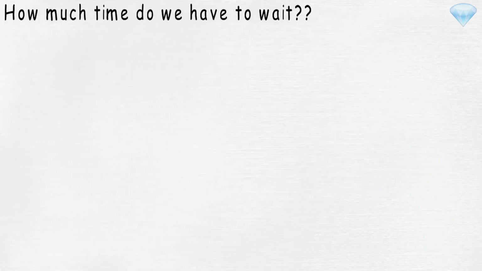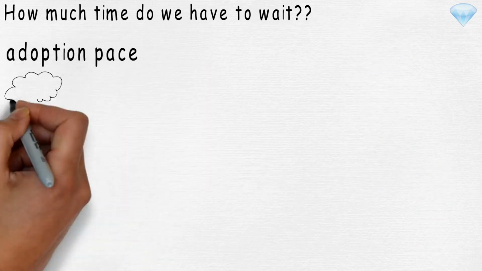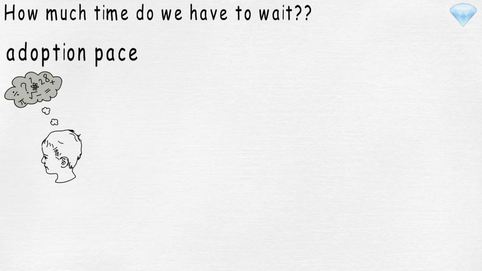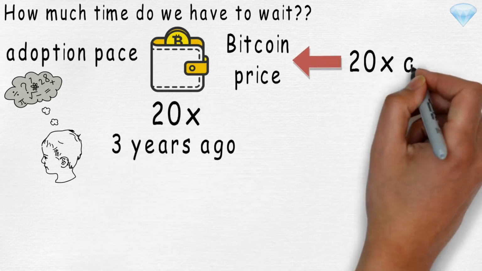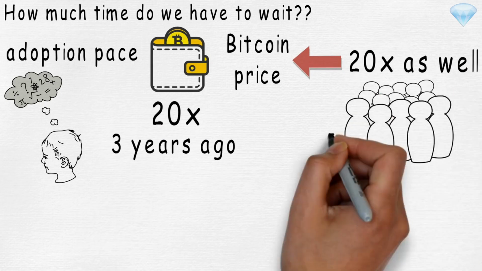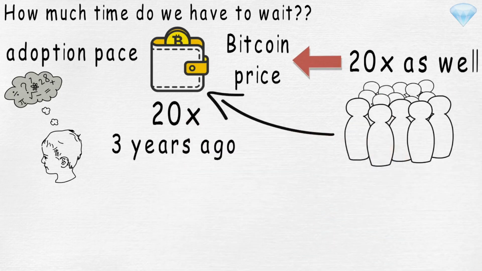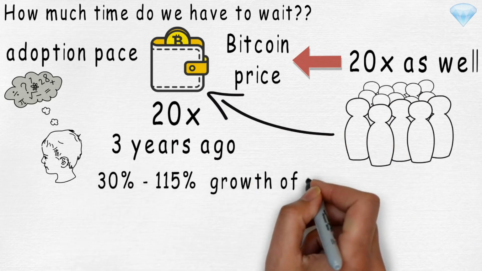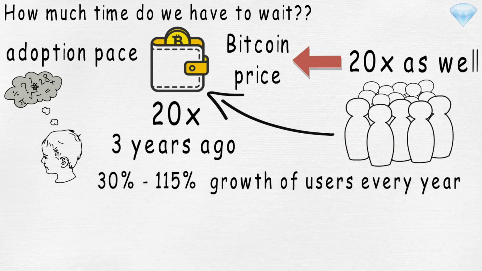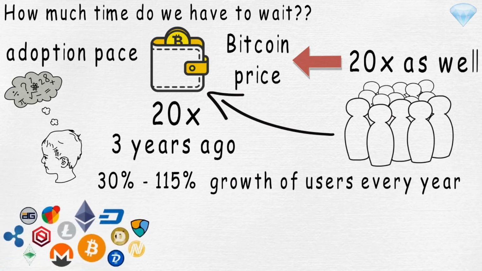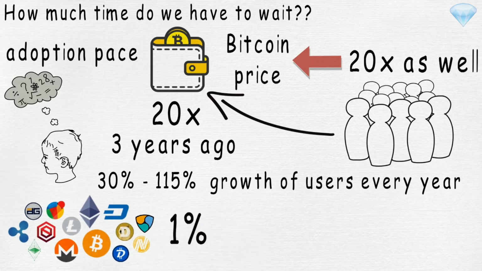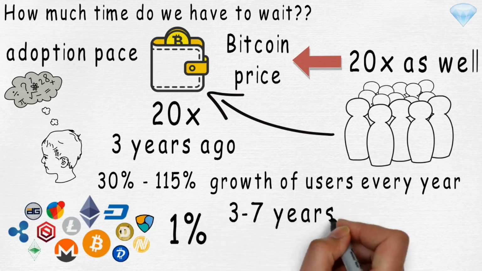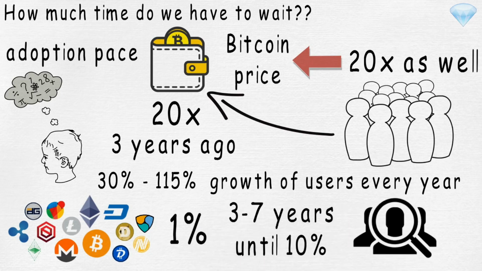How much time do we have to wait? Adoption pace is also hard to determine, except for some approximation based on the wallet count and price. Wallet count is about 20 times more compared to 3 years ago, and price is about the same. But once again, users might have occupied multiple wallets. Based on that, we can estimate 30% to 115% growth of users every year. Based on this, next year Bitcoin and cryptocurrency in general can reach adoption of about 1%. However, with the current adoption pace, it will take about 3 to 7 years until 10% of the target population.